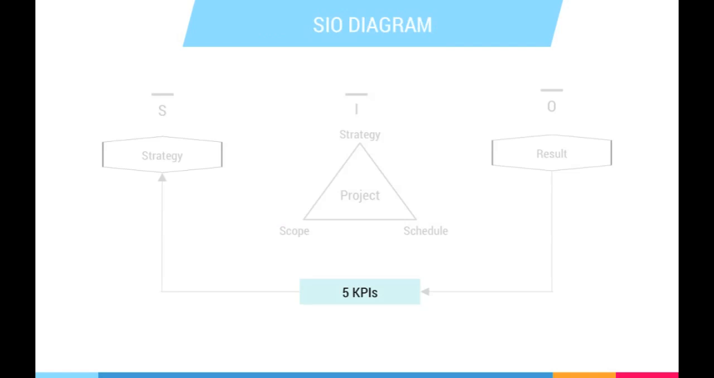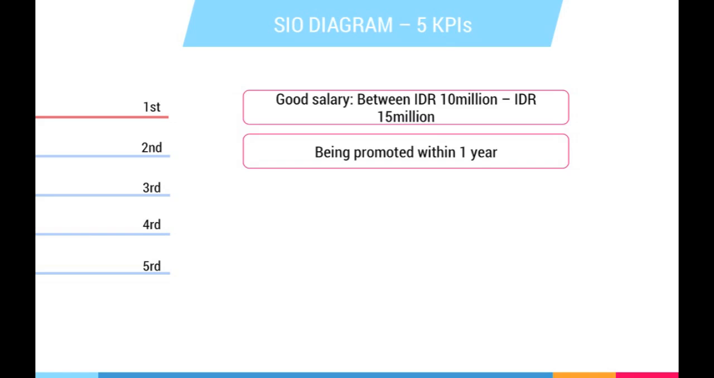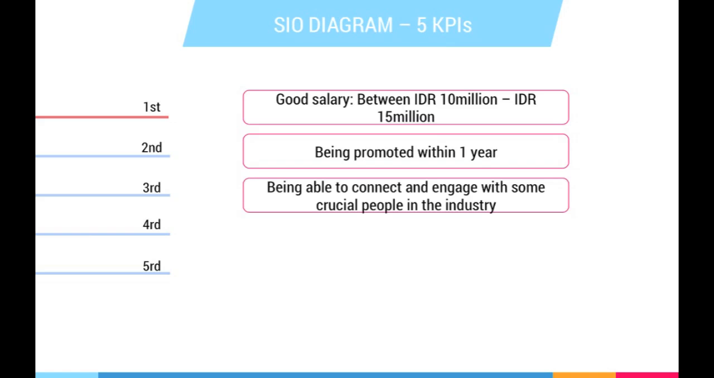And not only strategize, implement, and expect the best outcome, but also I need to have the 5 key performance indicators. And the first one, how should I determine that I have fully developed what I want in my life? First, I need to successfully get a good salary between IDR 10 million until 15 million Indonesian rupiah. And the next thing will be I can be promoted within 1 year in my career, which is a good thing. And third, I am also able to connect and engage with some crucial people in the industry.